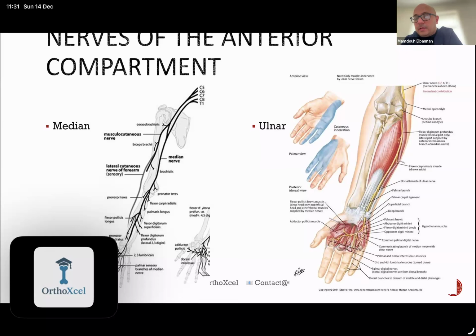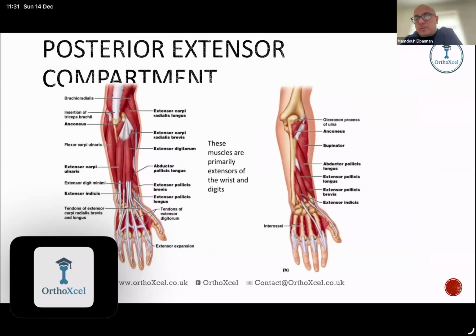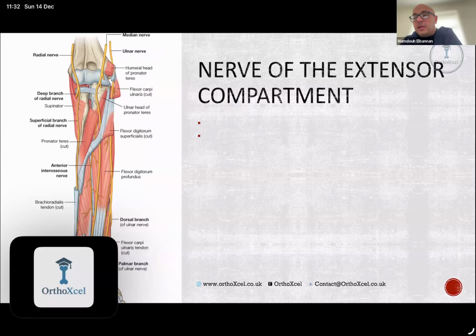Posterior compartment, as we discussed, has a superficial and deep group. But what's significant here is the radial nerve. The radial nerve leaves the arm and then leaves the elbow around the head of the radius. It splits into two branches, the superficial branch of the radial nerve and the posterior interosseous, which is the deep branch. What's the clinical significance for this area?